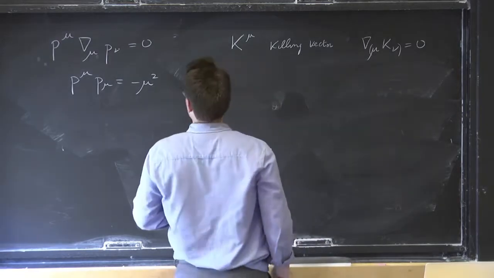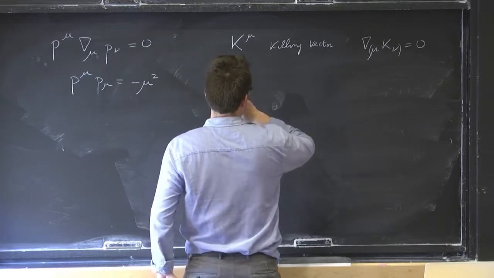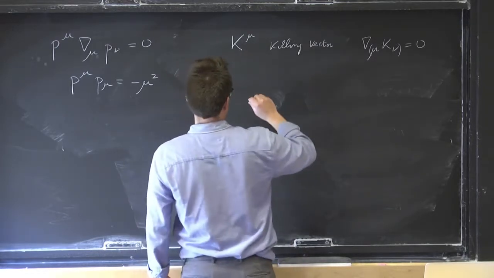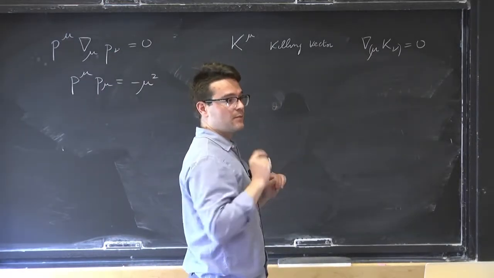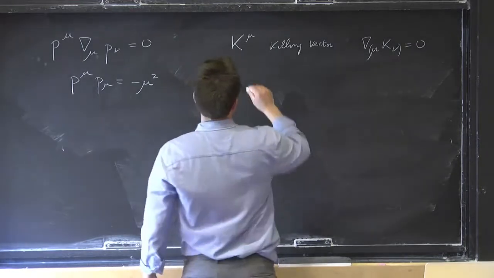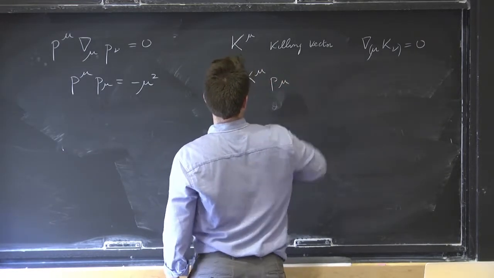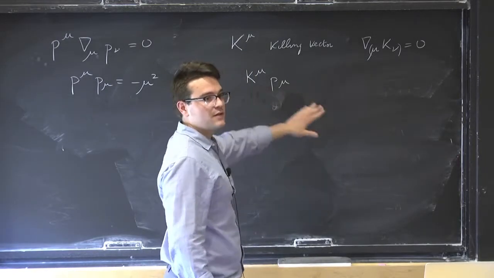And I'm not going to go through this, but it's very easy. It's only a couple of lines. You can convince yourself that if you have a Killing vector k^μ and a solution to the geodesic equation, which has a momentum p^μ, then the quantity k_μ p^μ, which is a scalar quantity, is constant along the trajectory.